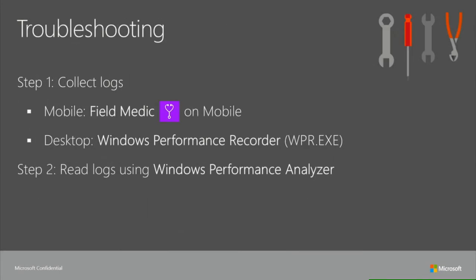Troubleshooting. This is something we recommend doing when you build a provisioning package for the first time that will be used on any number of devices. Build it, apply it on one device, see what happens. If it doesn't work according to expectations, then what you can do is to collect logs using FieldMedic on mobile or Windows Performance Recorder on desktop, and then you can analyze these logs using Windows Performance Analyzer. All these tools are available in Windows ADK.